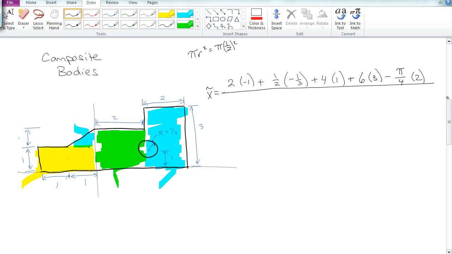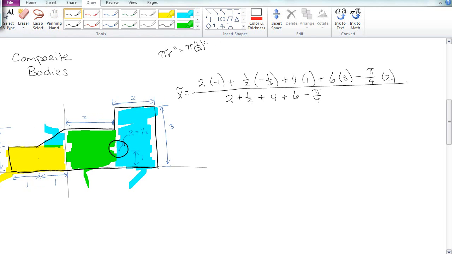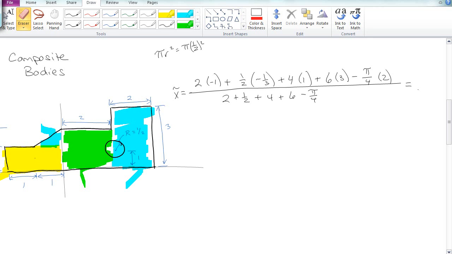Now that I have those, all I need to do is divide by the total mass: 2 plus 1/2 plus 4 plus 6 minus pi over 4. I plug this into my calculator, and I get something along the lines of 0.854. That doesn't make sense because that would put it over there. That seems a little lopsided. Hold on, let me look at this. Oh, that's because I was looking at the wrong part of my paper. It's actually 1.56. There we go. That looks a lot better, closer to where I would have expected it to be. Excellent. Now let's take care of the y.